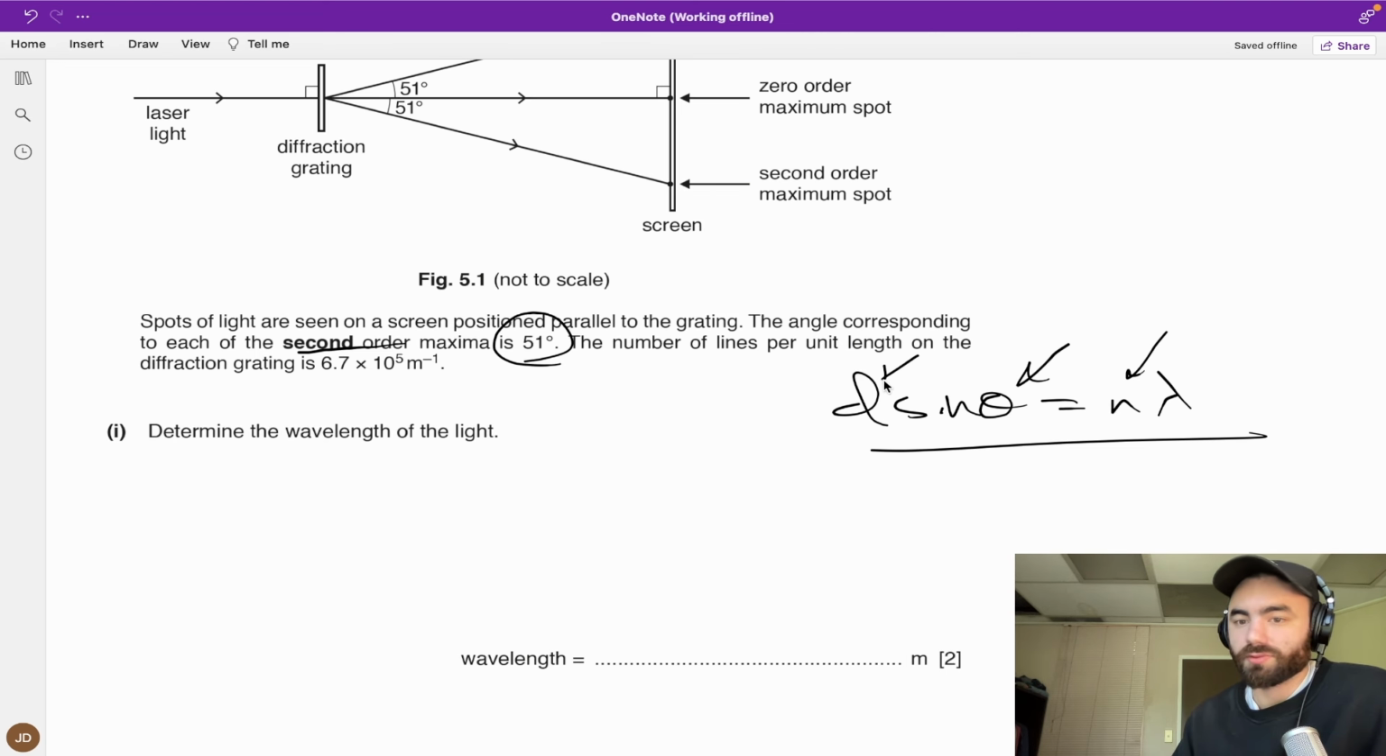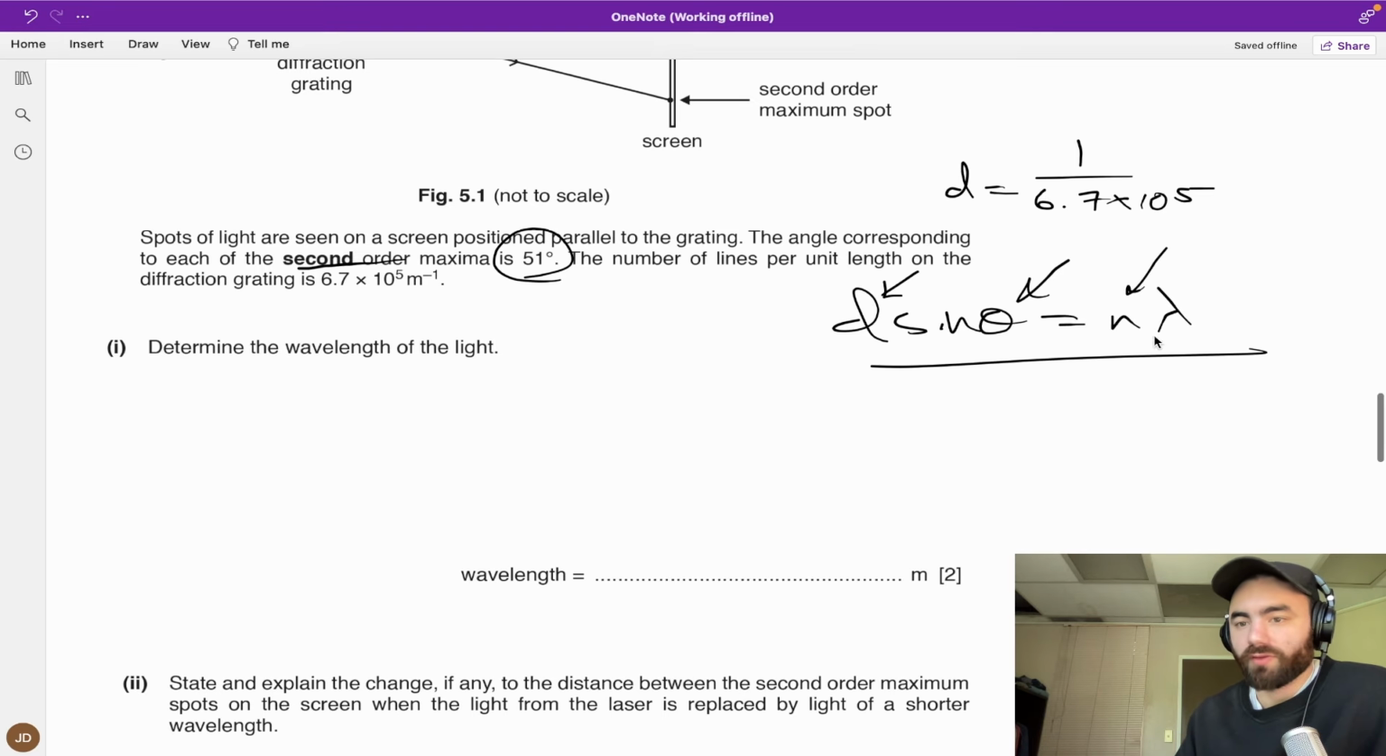If we want the distance between two individual grating lines, this is just going to be 1 over 6.7 times 10 to the 5. That will be the distance, because this is in 1 meter. If we want the distance between two adjacent ones, it will be 1 meter divided by how many we have. Okay, so to determine the wavelength, from this equation, the wavelength is just d sine theta over n. Right, d is this.